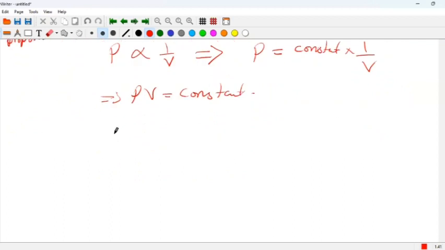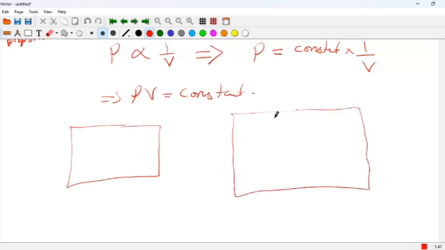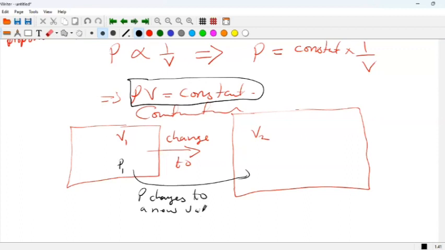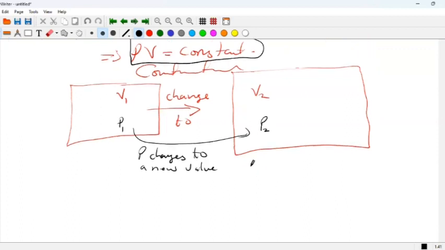What this simply means is that when we have the volume of a substance, and then we increase the volume of this substance under the same temperature, in this experiment we are changing this to that. We had volume 1, it has been changed to volume 2. What this equation states is that the pressure will also change, from pressure 1 to a new value, P2.